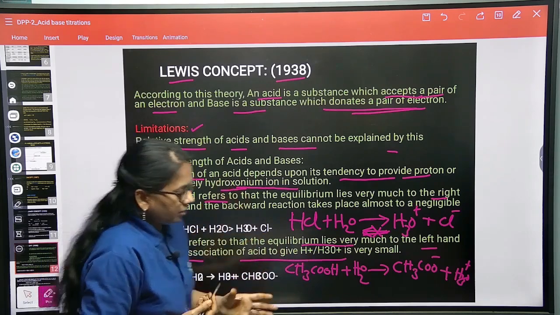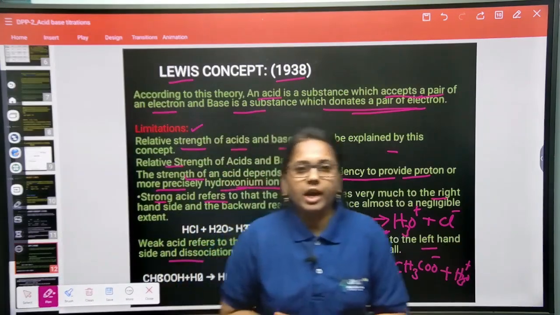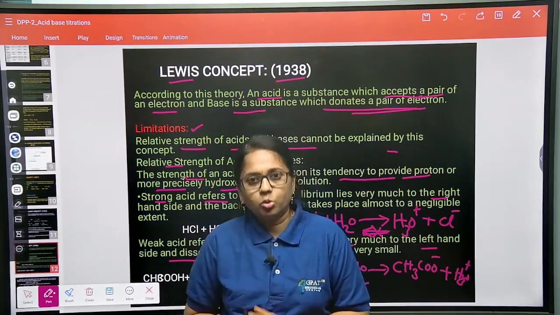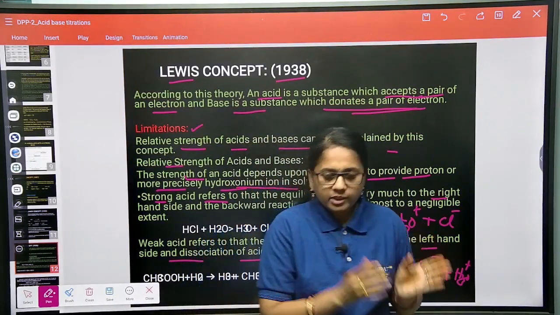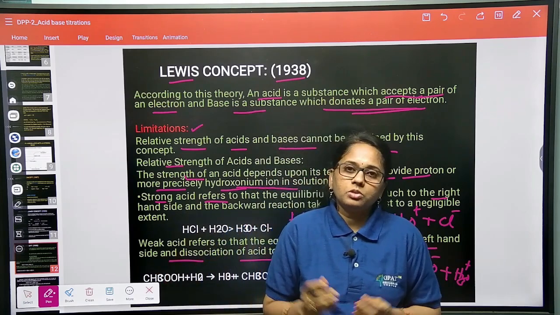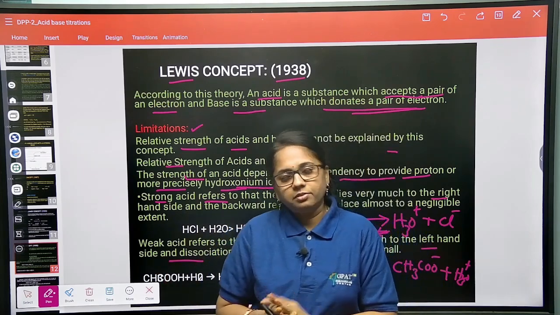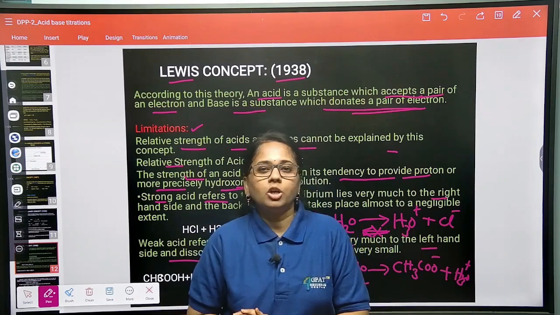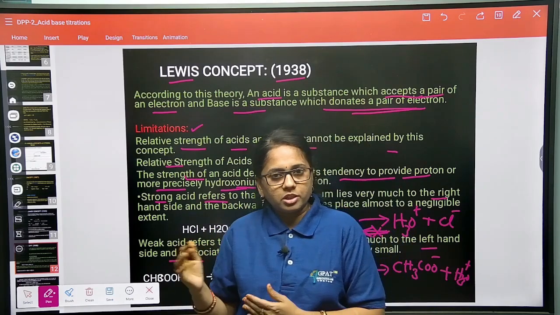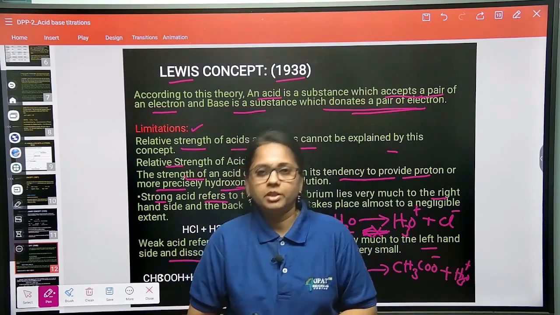So these three theories of acids and bases give you information only about what can be called an acid and what can be called a base, but with some limitations for each and every theory. Hope you have understood the difference between the Arrhenius theory, Bronsted-Lowry theory and Lewis theory. Thank you for listening.